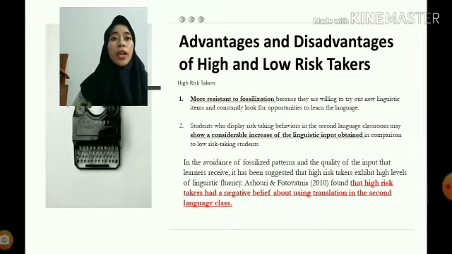According to Azzouri and Fatofatnia in 2010, they found that high risk takers had negative beliefs about using translation in the second language class. Although the authors don't regard this idea as an advantage of high risk taking, they acknowledge the fact that high risk takers are eager to learn and prefer to use the target language regardless of embarrassment of failure instead of translating input into their mother tongue.